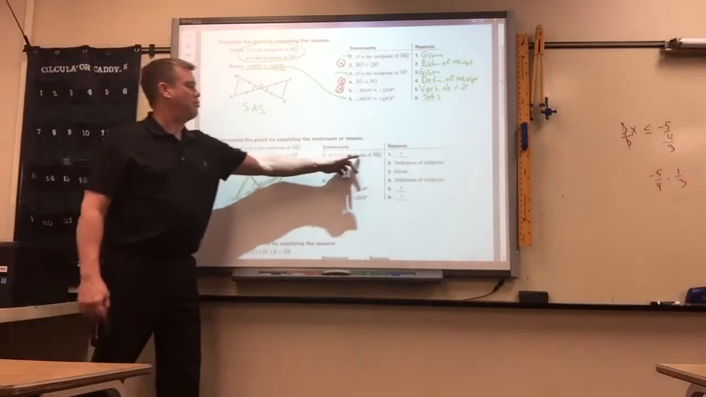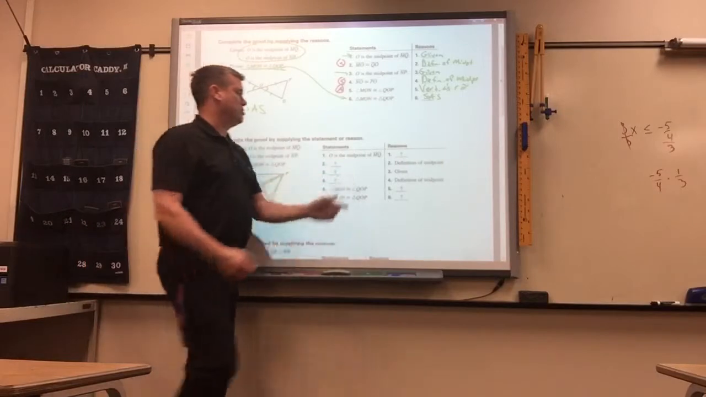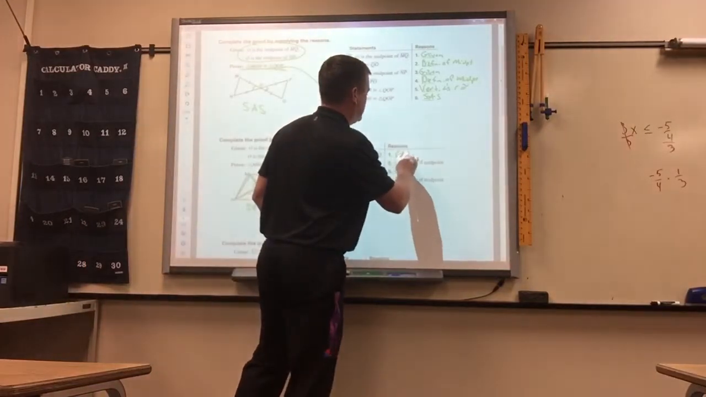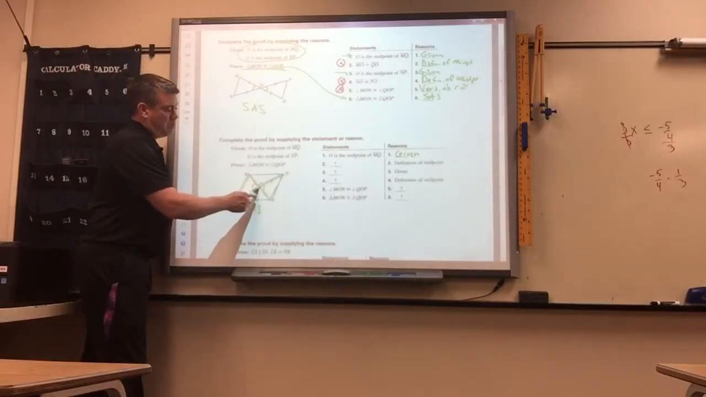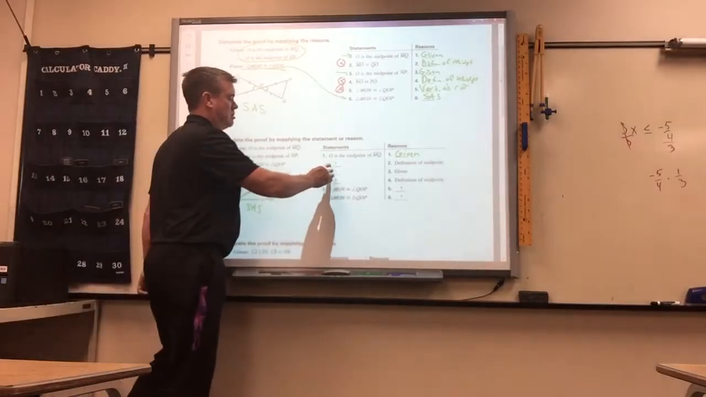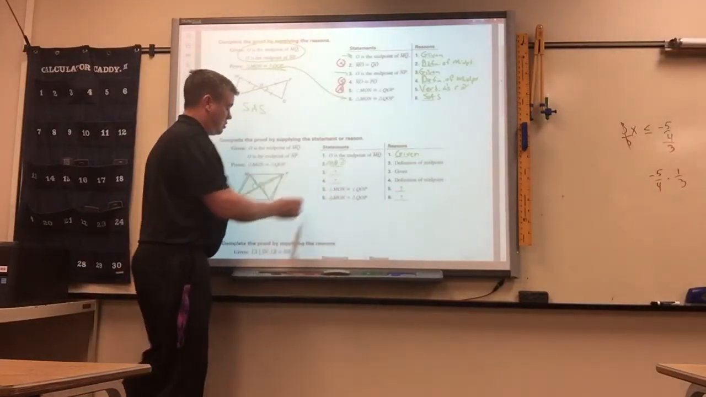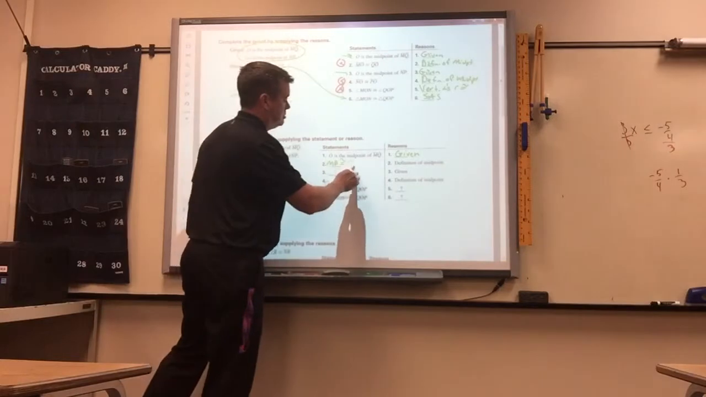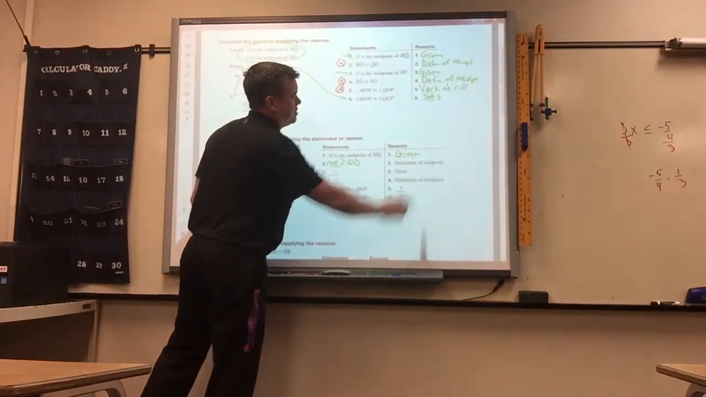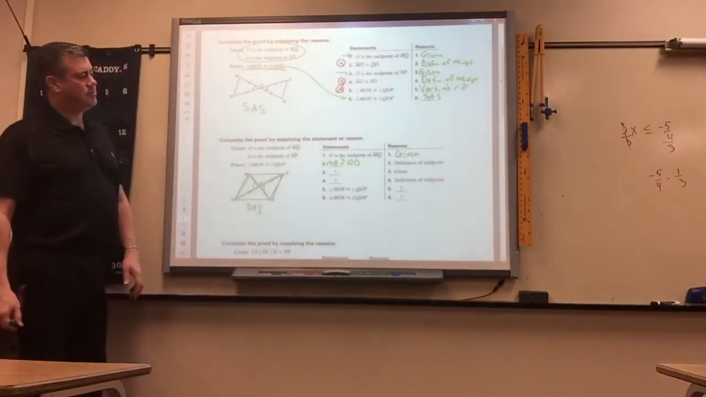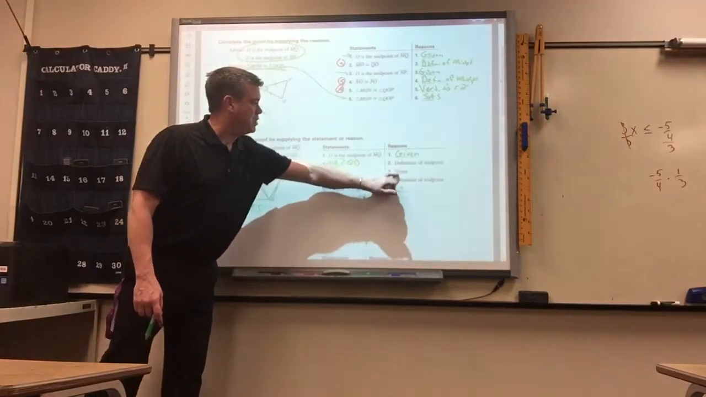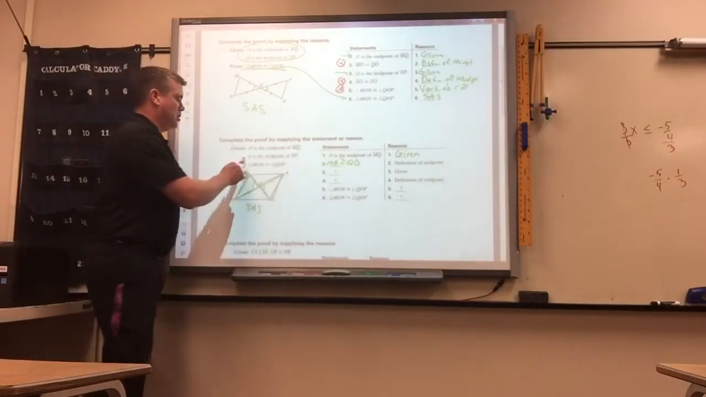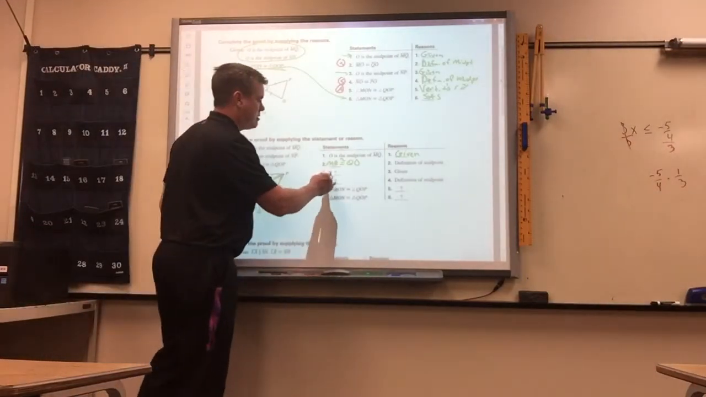So they started off with the given. O is the midpoint of MQ. That's given. Since O is the midpoint of MQ, you know that MO has to be congruent to QO. That's the definition of midpoint. Then for number 3, they gave us the reason given but not the statement. Well, there's only one given left. It's got to be that one.